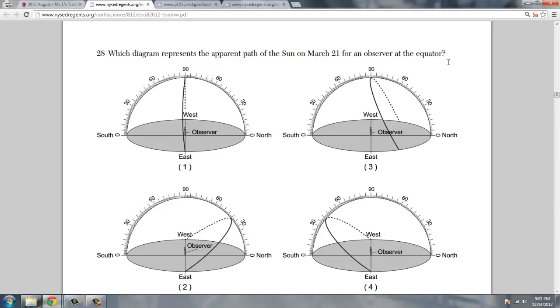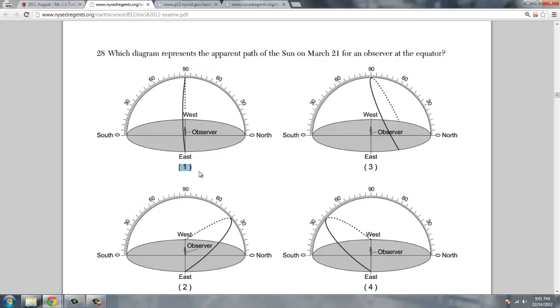Now, we're talking about the equator on March 21st, which is the beginning of spring. So on the beginning of spring and the beginning of fall, the sun is directly over the equator. So if it's directly over the equator, obviously you can tell the answer is going to be number one, but what you need to know is that on March, it's becoming our summer, and it's leaving the southern hemisphere's winter.